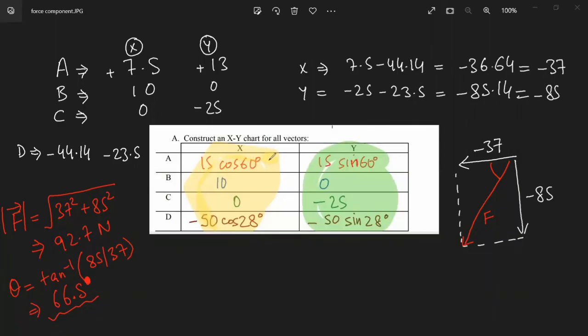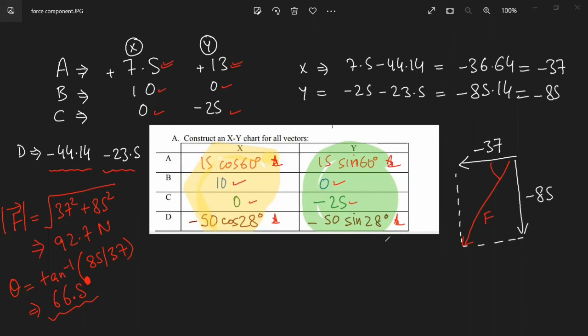See, this is what I've done. This 15 cos 60 degrees can be written as 7.5. This 15 sin 60 degrees is 13. So my force A has positive components. When I look at my force B, of course it has one component positive and the other is 0, and the C force has one component 0 and the other is negative. Now my D force has both components negative. One is minus 44.14, the other is minus 23.15.